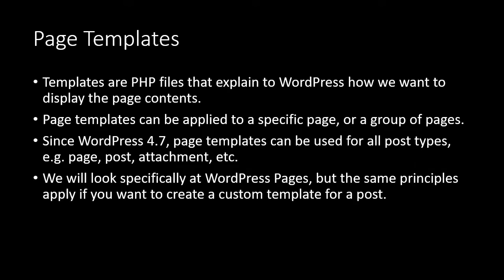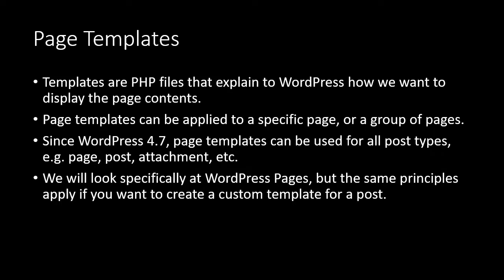When somebody comes to your website to view a web page, WordPress will take the content out of the database and it will insert that content into a template to format the layout of that page or post. So WordPress is template driven, and templates are simply PHP files that explain to WordPress how we want to display the page content. Page templates can apply to a specific page or a group of pages. Since WordPress 4.7, page templates can be used for all post types. So we can create page templates that will apply to pages, posts, attachments, and other post types.